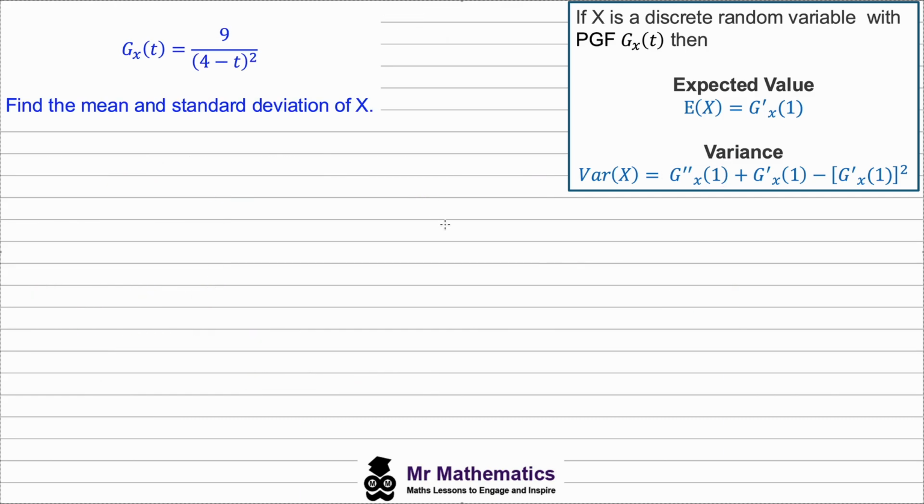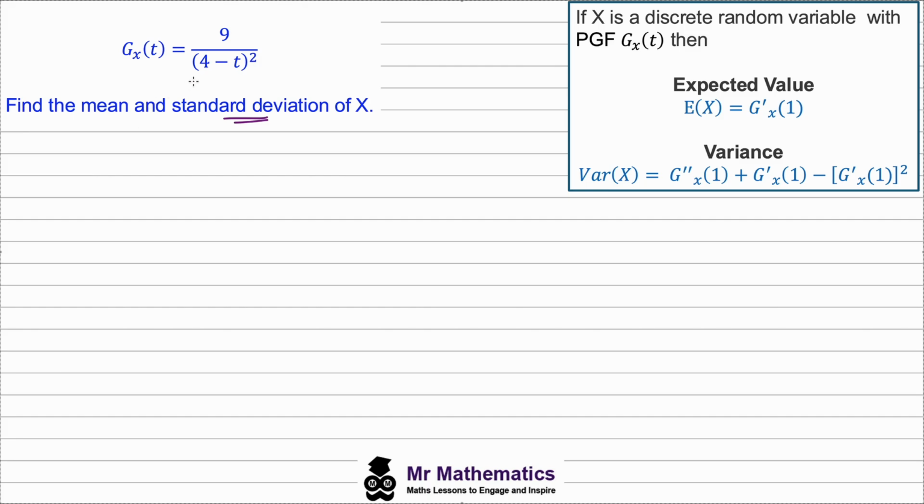Okay, so for our final question, we've got 9 over 4 minus t squared as our probability generating function, and we've been asked to work out the mean and the standard deviation. So again, if you want to try this question yourself, you can pause the video and come back when you're ready. Okay, so how did you get on with that?